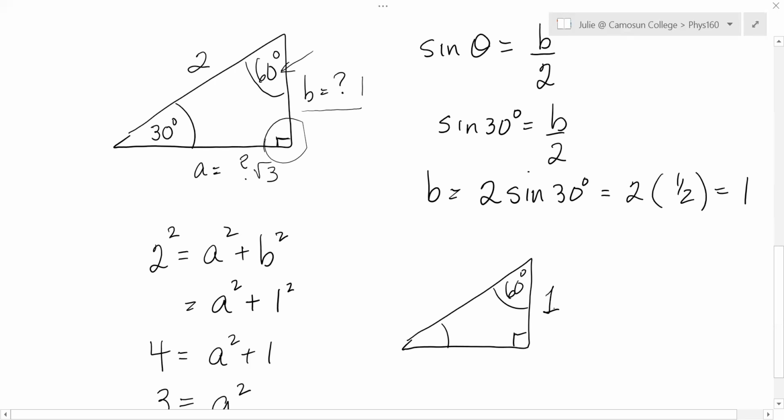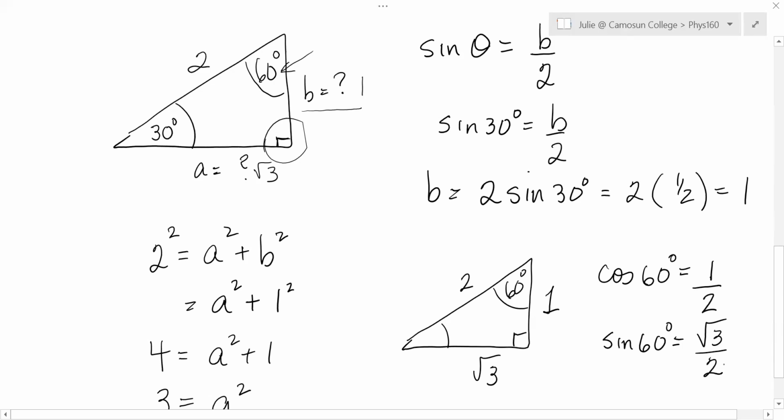This is equal to 1, this is equal to 2, and this is equal to root 3. And so the cosine of 60 is the adjacent side to 60, that's the 1, over the hypotenuse. And the sine of 60 is the opposite, root 3, over the hypotenuse. Okay, so you should be able to see that relationship, even though the 60 is up at the top, as opposed to always using the angle down here, the 30.